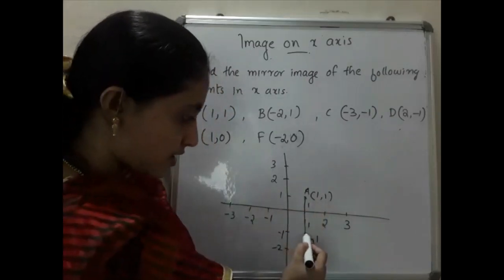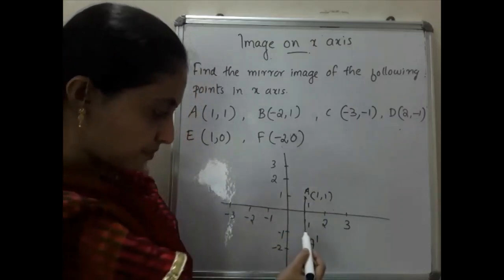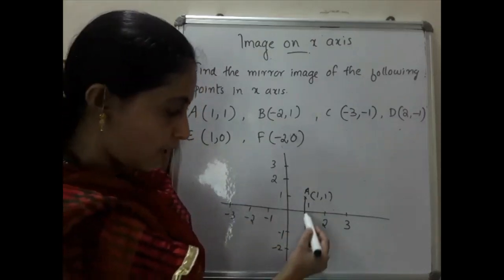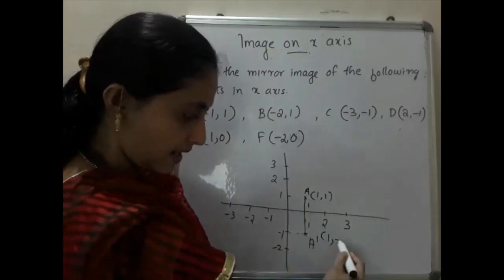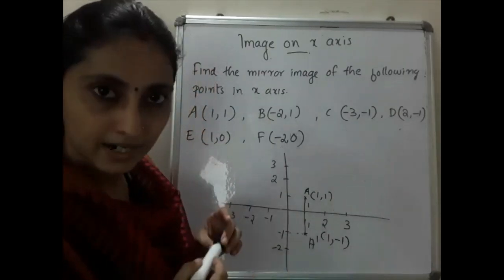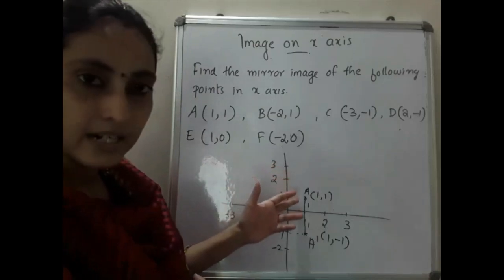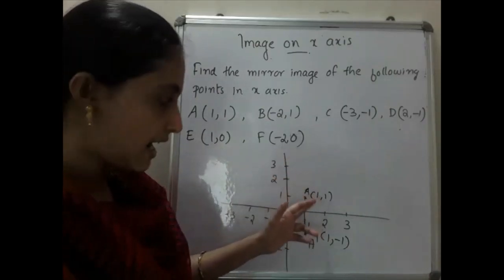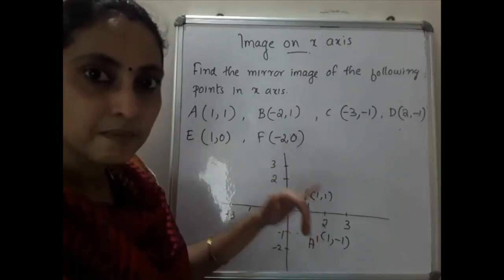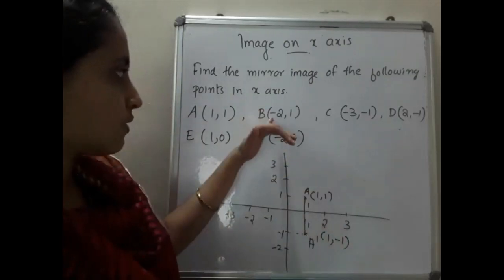Can you explain what this image is, or how you will locate this point? From the x-axis it is 1, comma, and the distance is minus 1. So (1, -1) is the mirror image of capital A. The mirror image of capital A, which is (1, 1), is A dash (1, -1). One more question I will do.